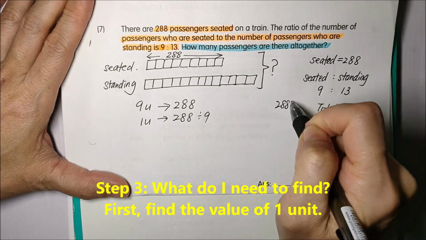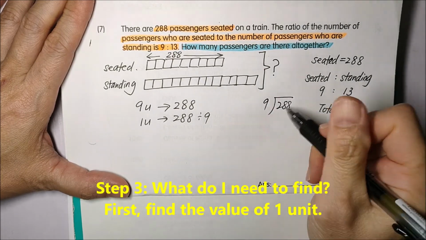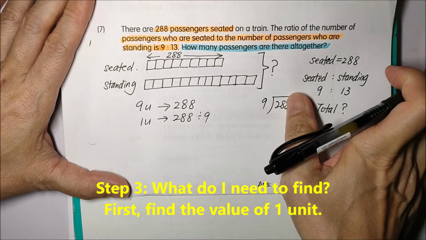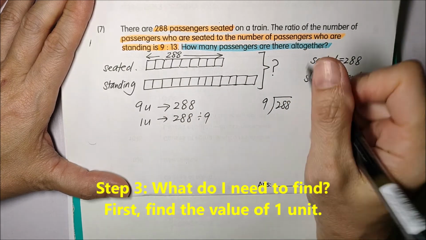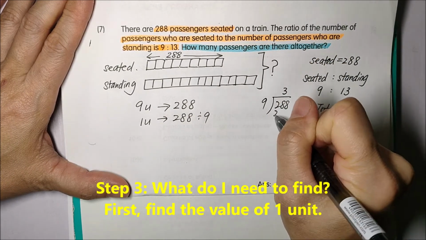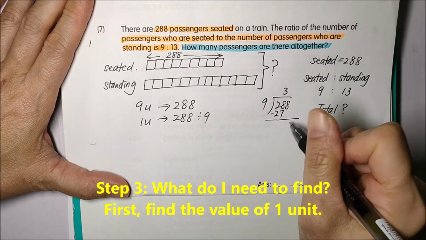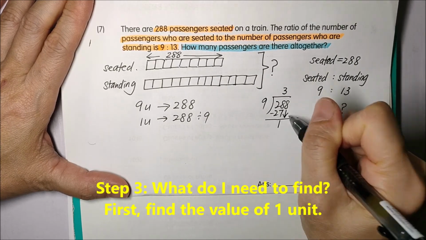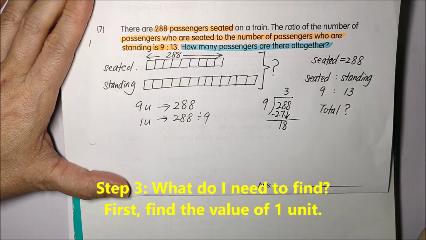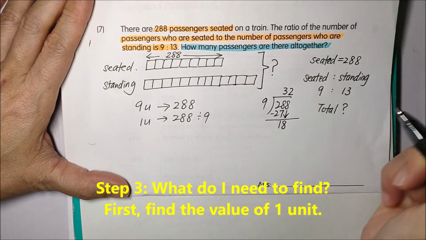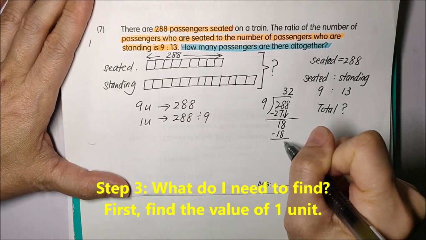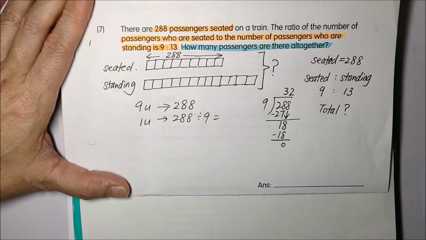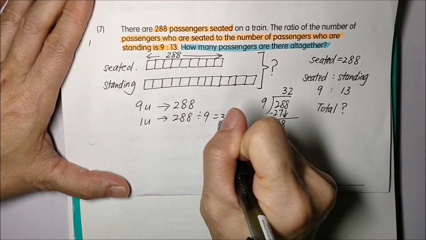Let's work it out at the side. Okay, 28 divided by 9. Let's have 3 times 9, 27. 28 minus 27, remainder 1. Bring down my 8, 18. 18 divided by 9, I will have 2. 2 times 9, 18, remainder 0. So therefore, 288 divided by 9 is 32.